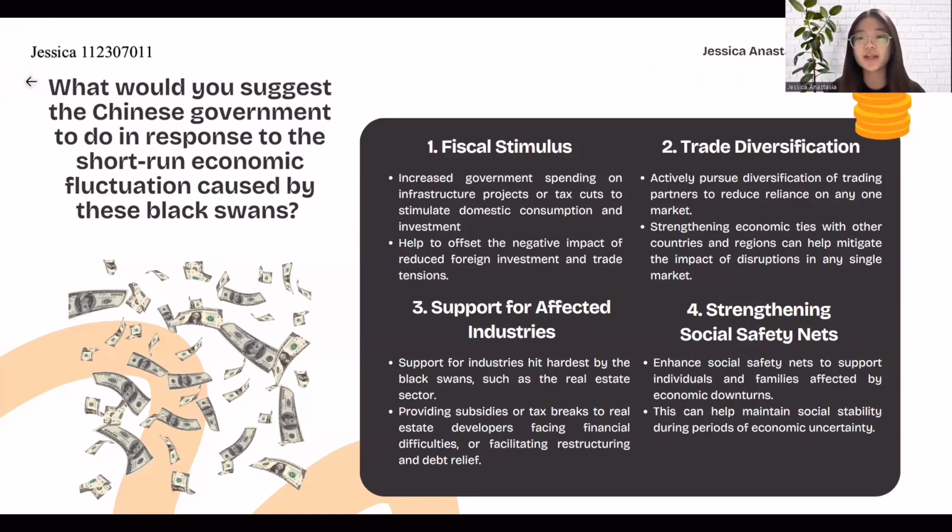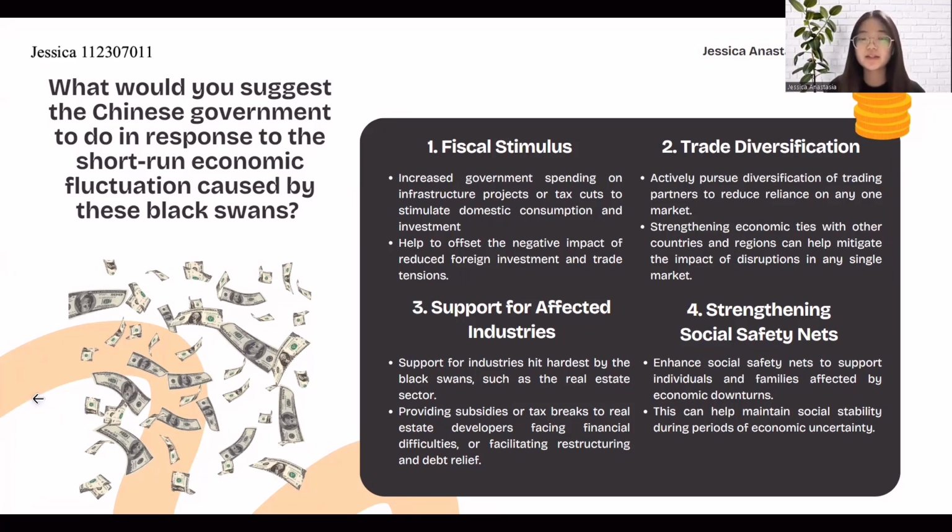And the second one is trade diversification. Actively pursue diversification of trading partners to reduce reliance on any one market, particularly amid ongoing trade tensions with the United States. Strengthening economic ties with other countries and regions can help mitigate the impact of disruptions in any single market.